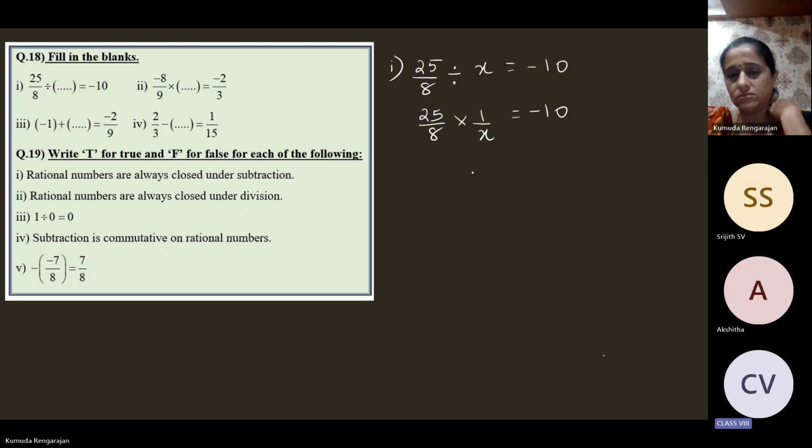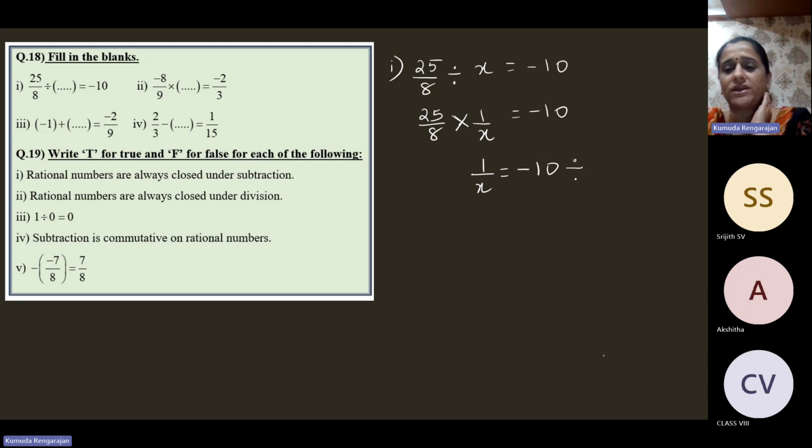25 by 8 to the other side. Yes, ma'am. So it becomes negative minus 10. No. It won't become negative. It's in multiplication. It will go for division. Let me say that. 1 by x is equal to minus 10. 25 by 8 and 1 by x, they're in multiplication. So 25 by 8 will go for division to the other side. Divided by 25 by 8.